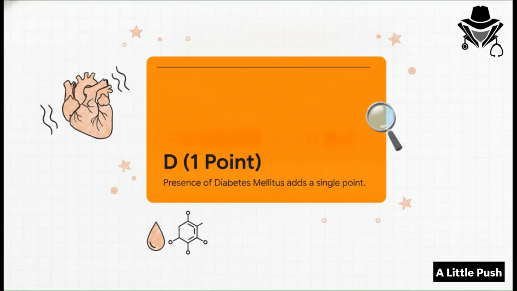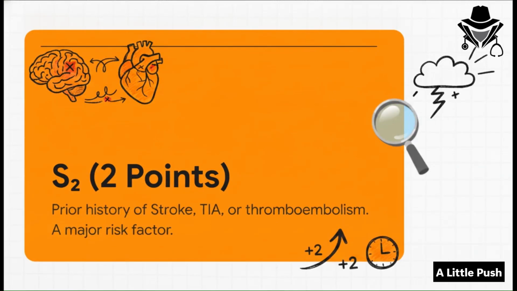Next up, D for diabetes mellitus. The sheer presence of diabetes adds a single point to the score, mainly because those metabolic changes naturally bump up their vascular risk. All right, here is our second heavy hitter. You see that second subscript 2? S2 stands for a prior history of stroke, a transient ischemic attack, or any thromboembolism. Look, if they've already had an event, their risk of having another one is incredibly high, so this automatically skyrockets their score by 2 points.